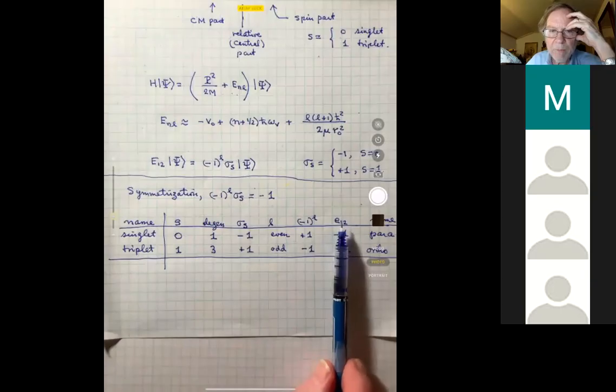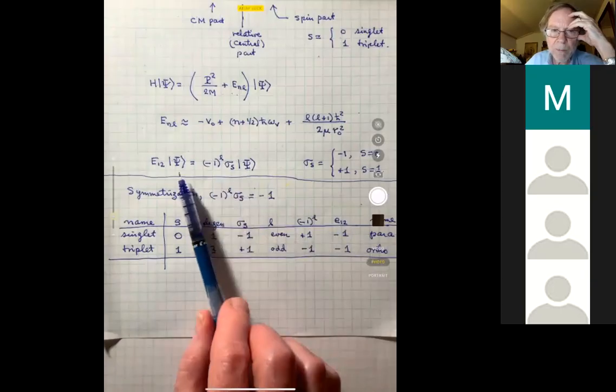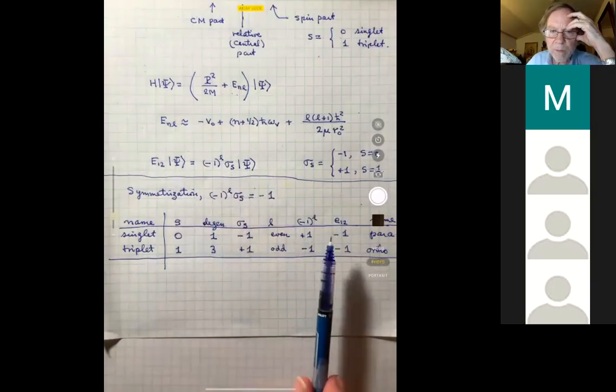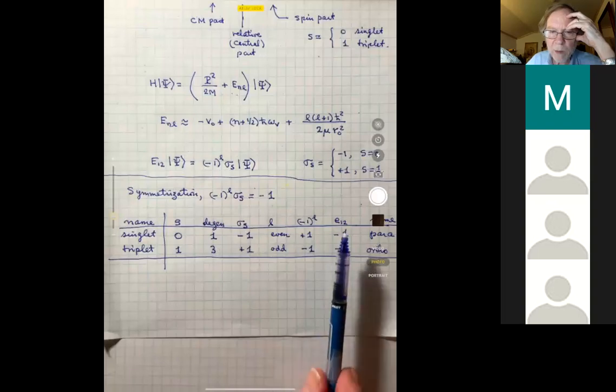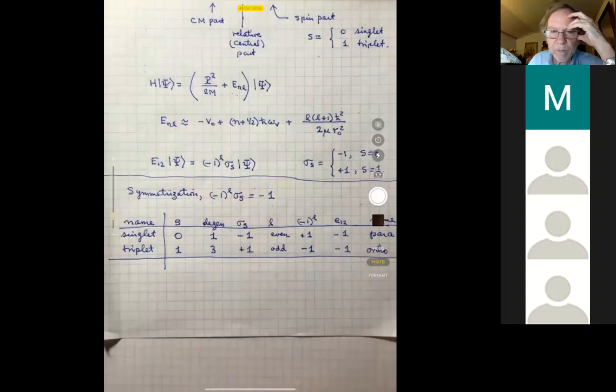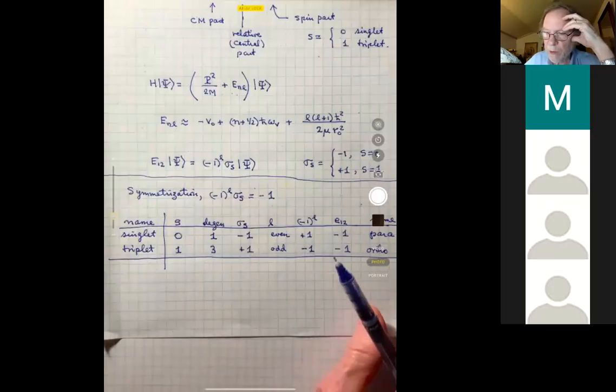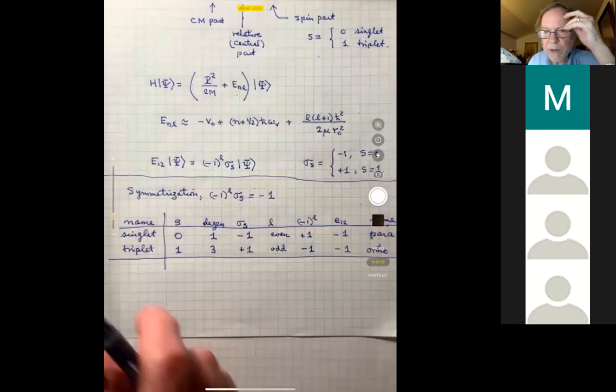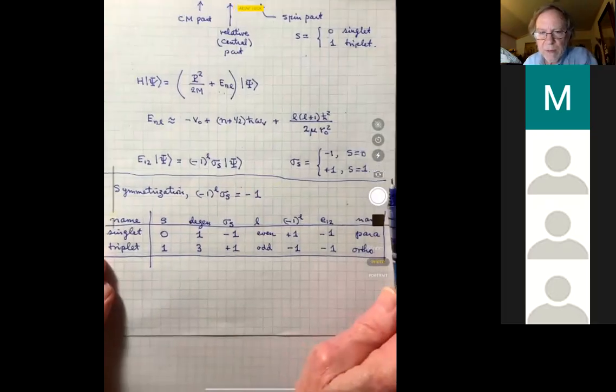This is done in a way so the product of the two is equal to -1. Lowercase e12 refers to the eigenvalue of the exchange operator, which by the symmetrization postulate is required to be -1. That's why we set it up this way. So this is a straightforward way of working through the consequences of these quantum numbers and so on.